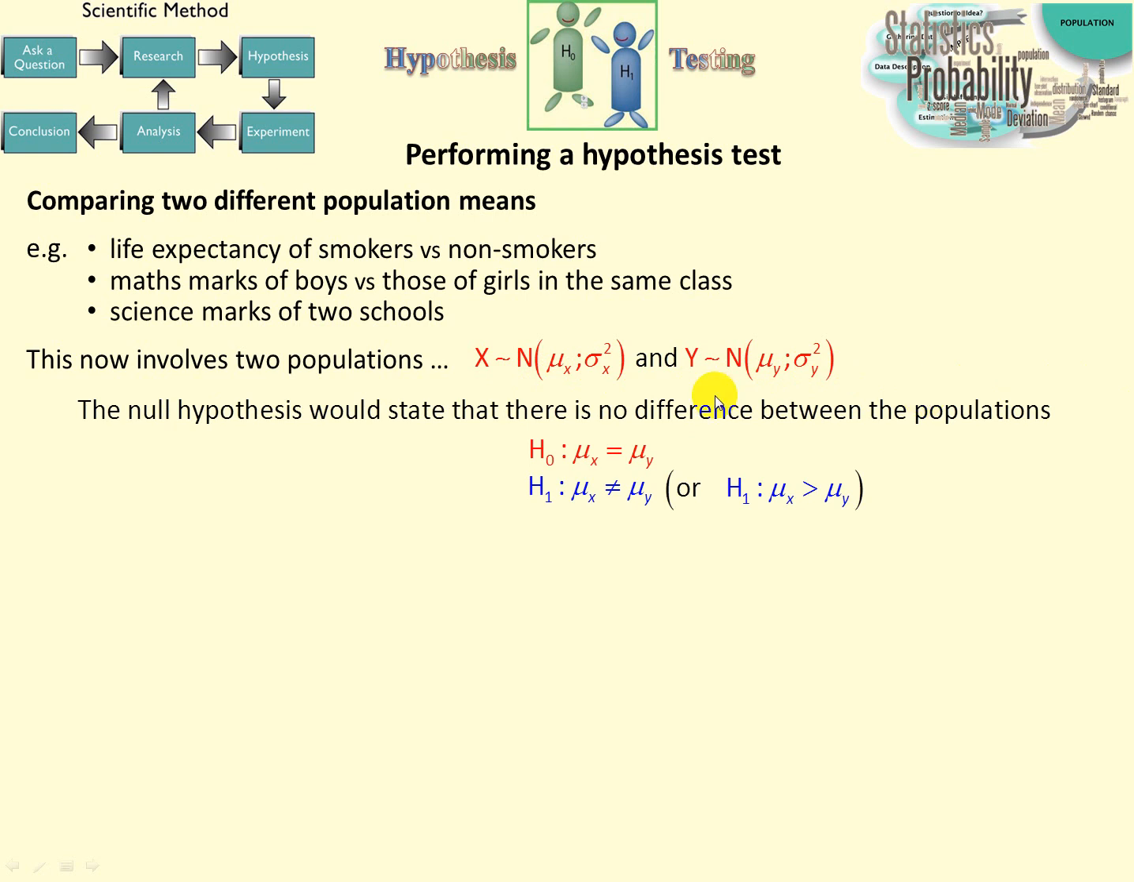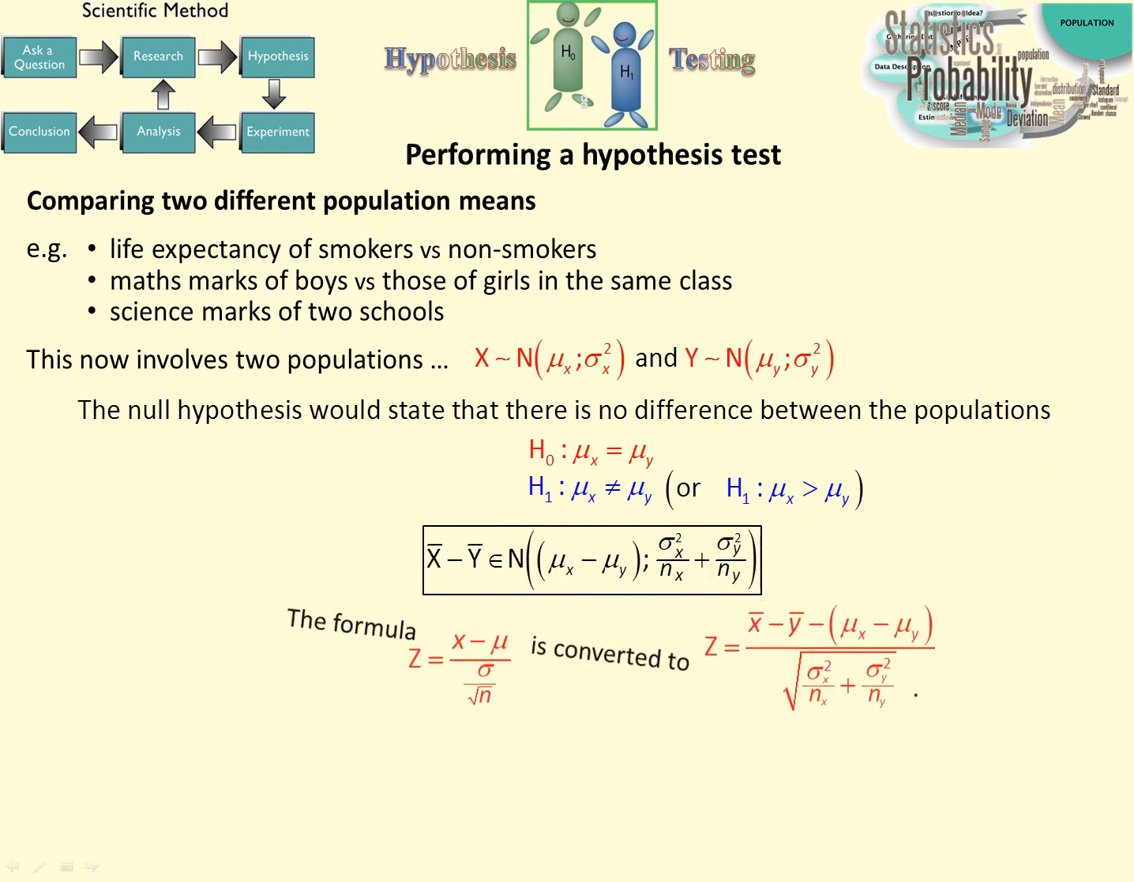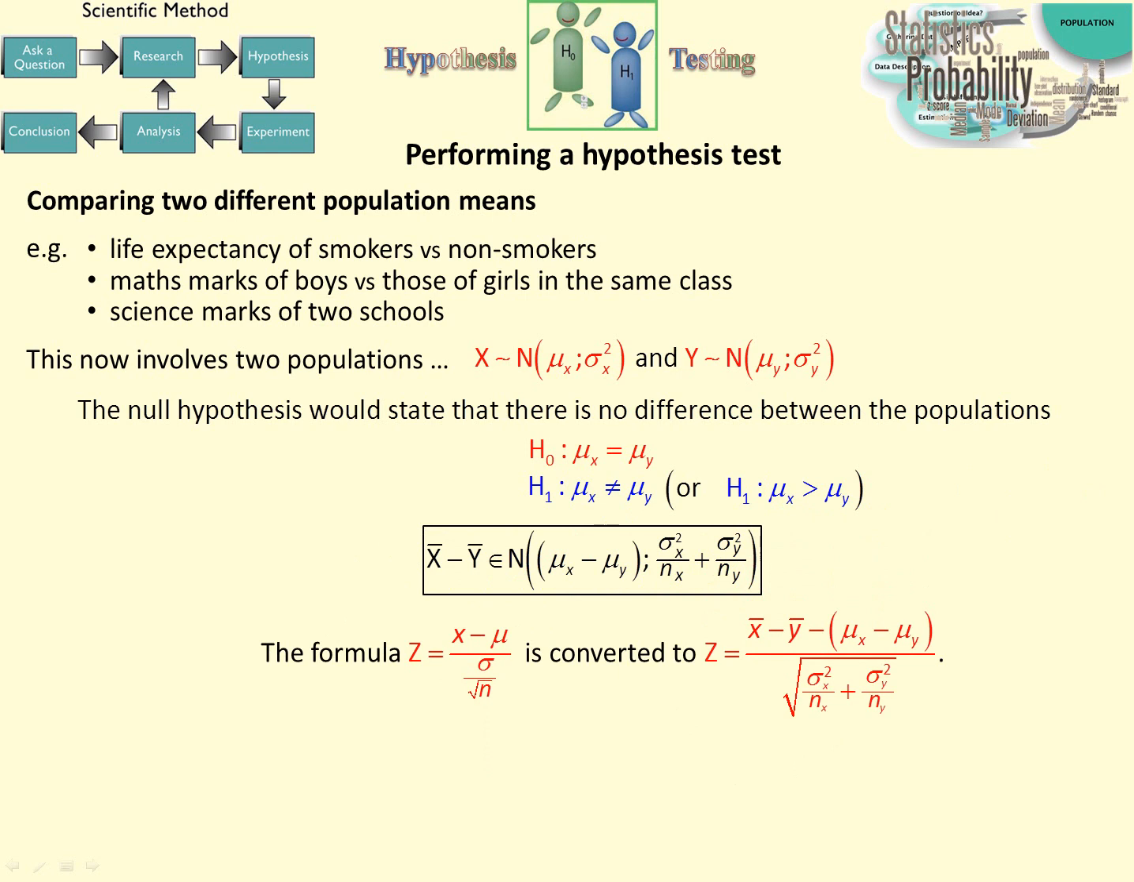The null hypothesis says there's no difference. The alternative hypothesis says there is a difference, they're not equal, or the one's bigger than the other, or the one's smaller than the other. So there is your normal distribution now. Notice that we add the variances. So the formula is converted to this. Pretty straightforward.